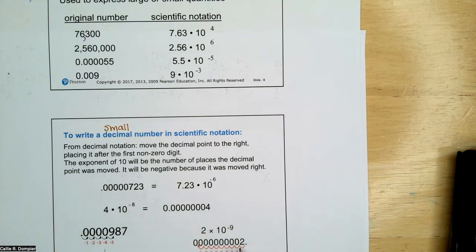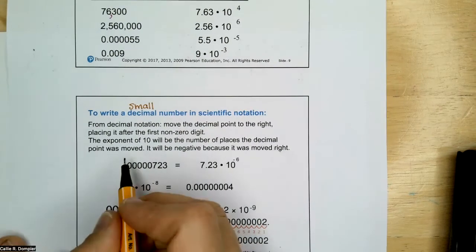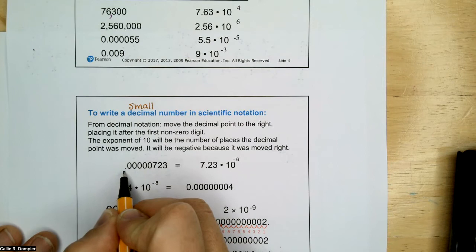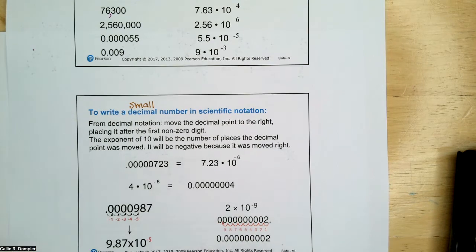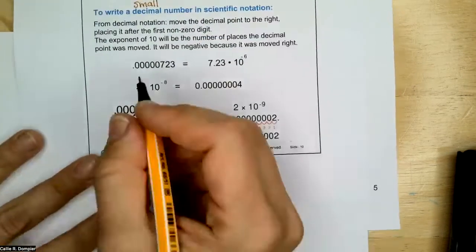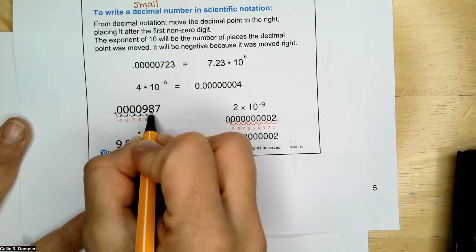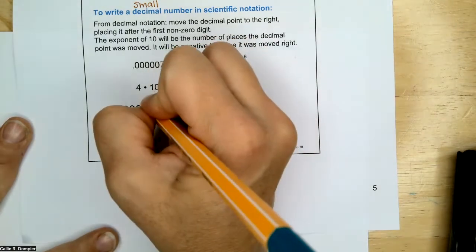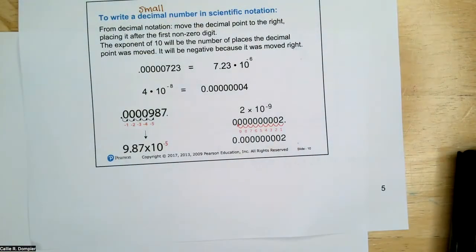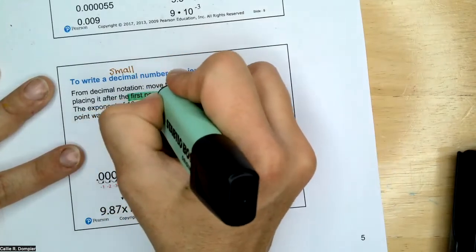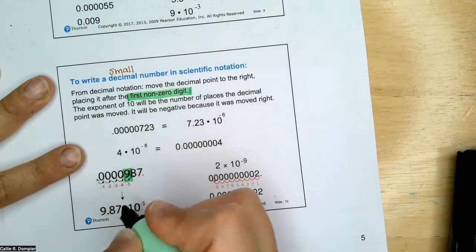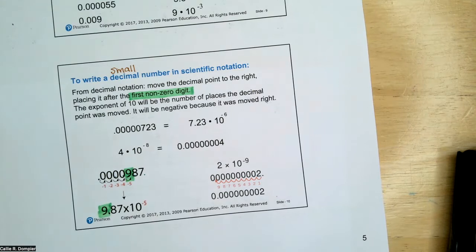From decimal notation, move the decimal point to the right, placing it after the first non-zero digit. Okay, so I'm moving the decimal point to the right. Look at this picture. We have 0.0000987. Here is my first non-zero digit, that same digit there.